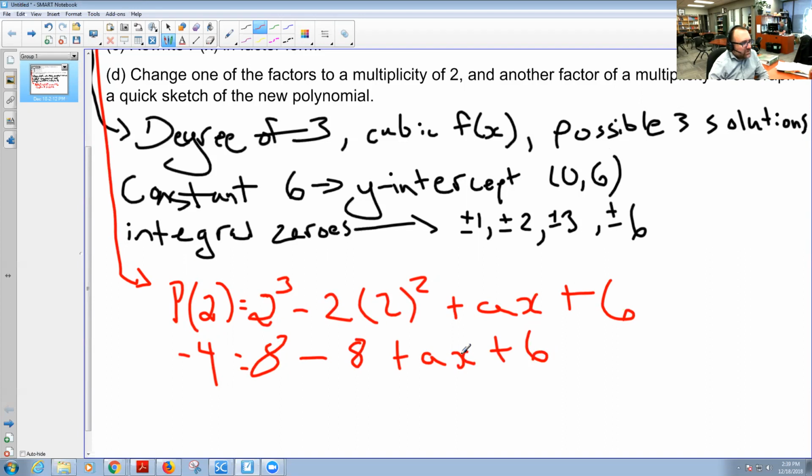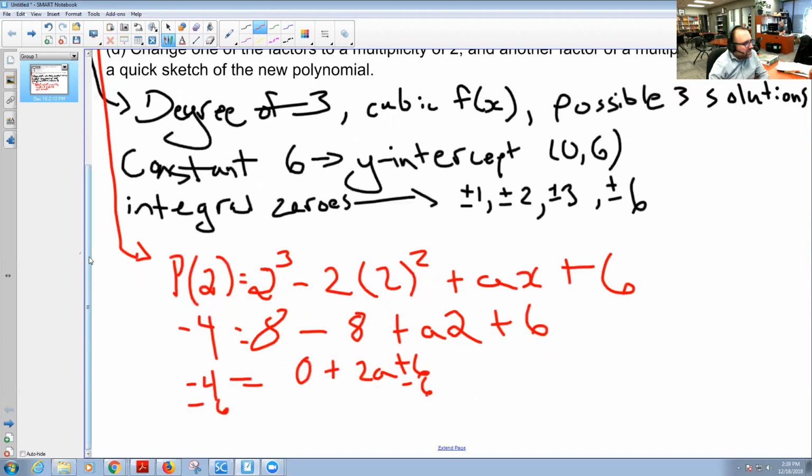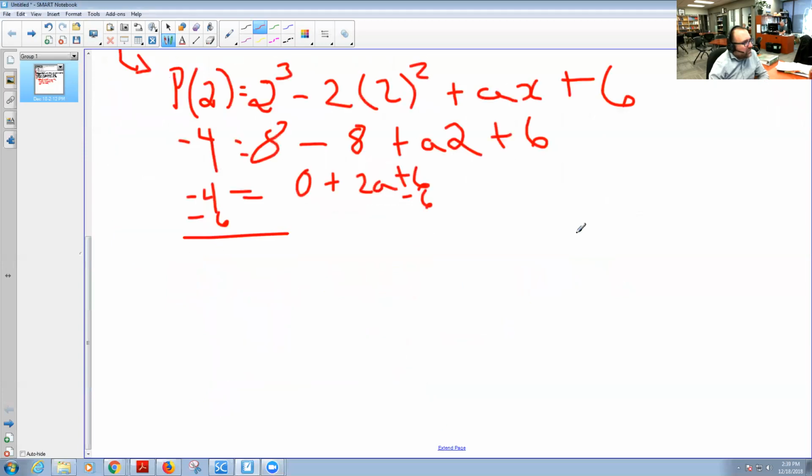Oh, hang on a sec. We can substitute x to be what we said right over here, which is 2. So what do we have now? Negative 4 equals 0 plus 2a plus 6. Minus 6, minus 6. What do we get now? We get negative 10 equals 2a. Divide by 2, divide by 2, and a will equal negative 5.